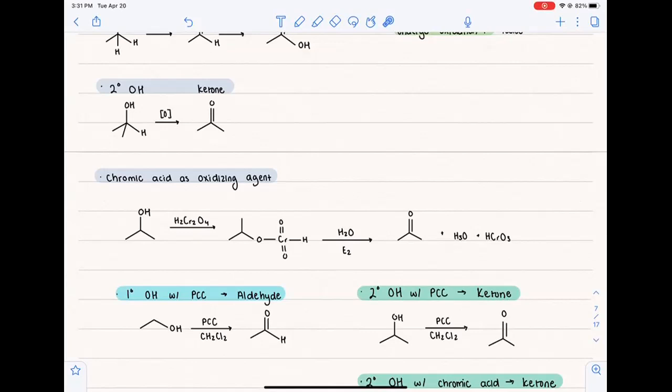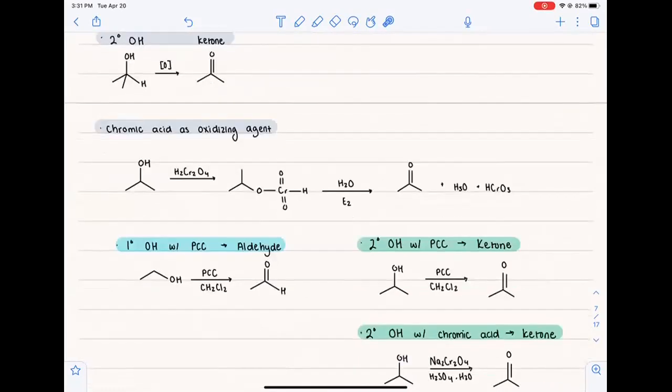Over here, we have chromic acid as an oxidizing agent. The first step is to actually make the chromic acid, and there are two different ways to do it. And then we just react it with water. It's such a fun reaction actually, if you guys want to scroll down and look at it.